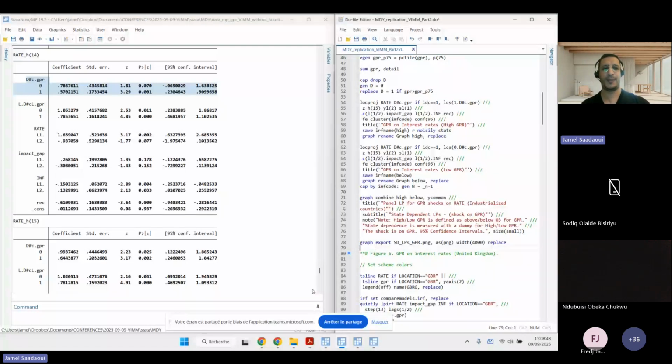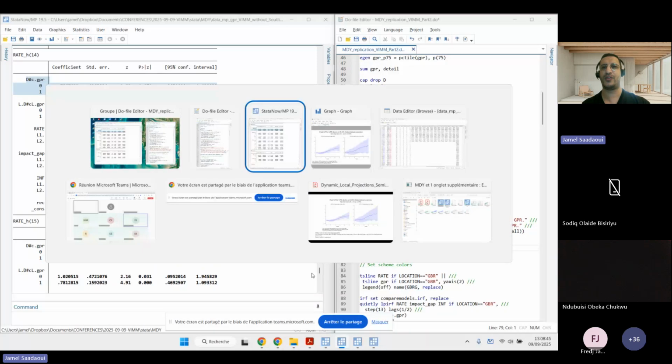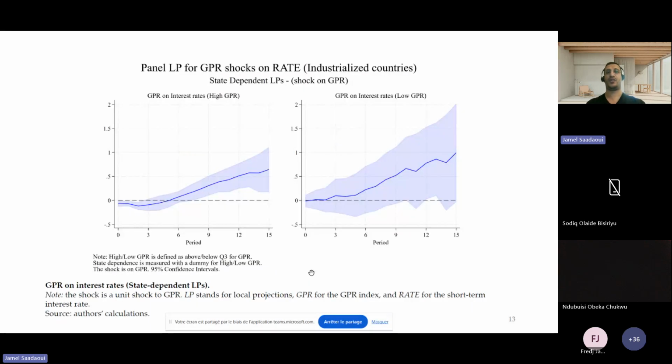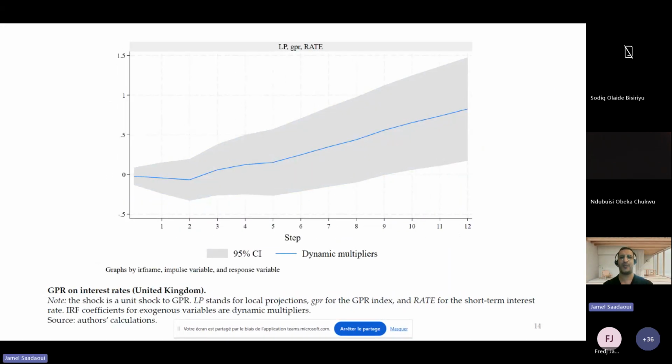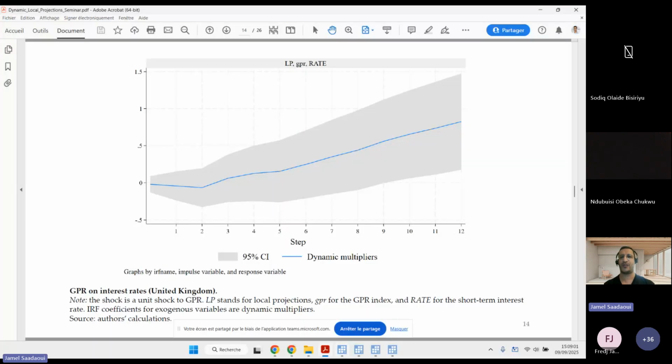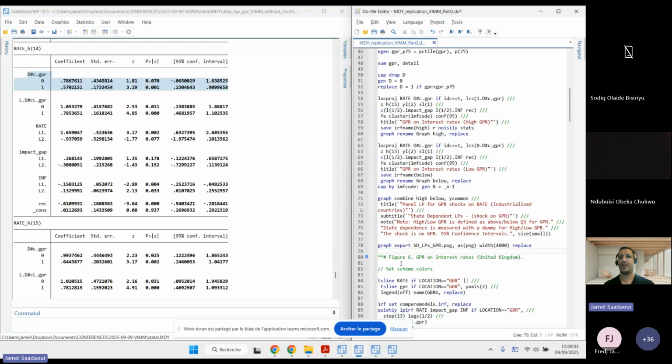Okay, so now we made panel local projection, state-dependent local projection in a panel. Let's go for impulse response function in a time series setup. So now we are going to use an official Stata command, and we are going to focus on the United Kingdom to start. We're going to do United Kingdom, Canada, and Israel for this time series example.